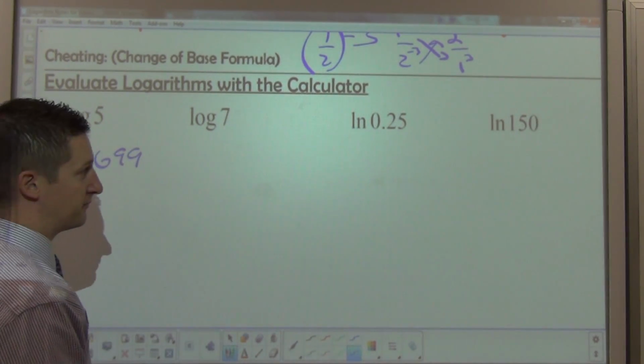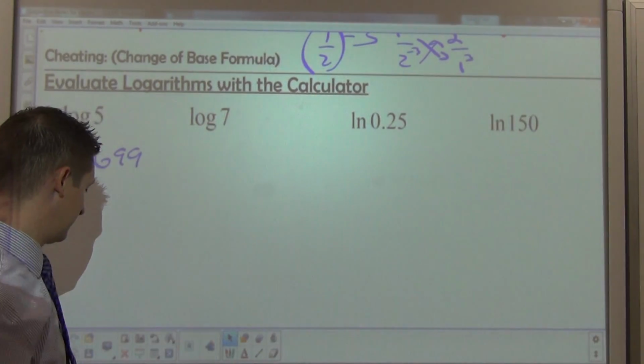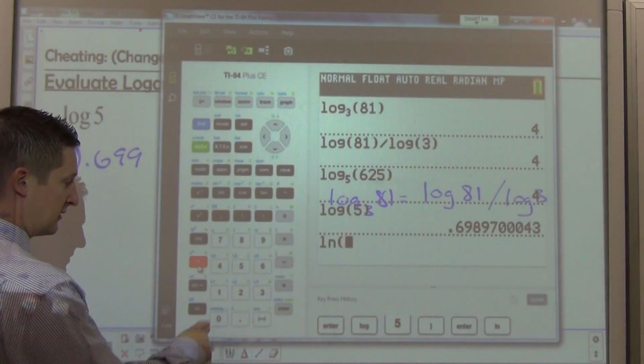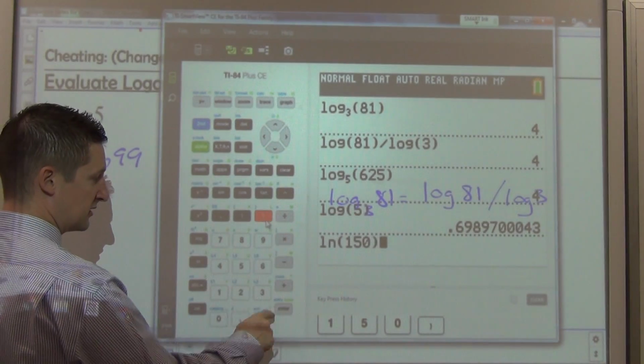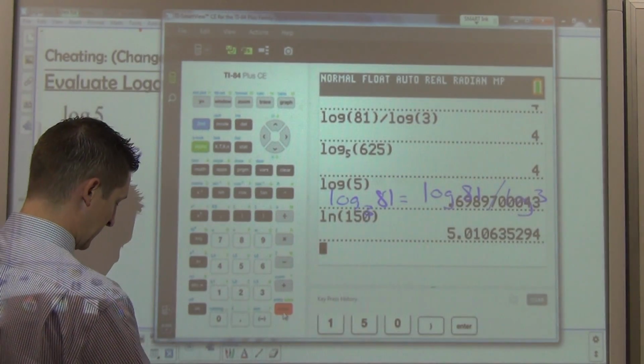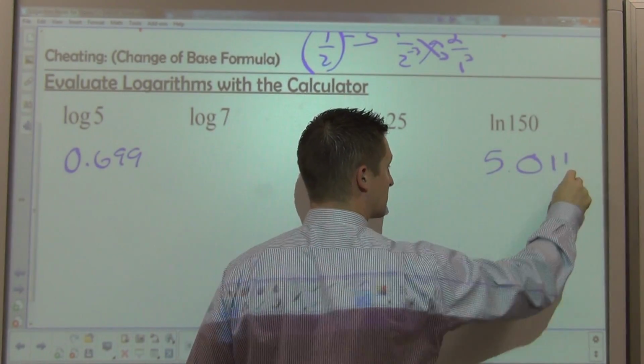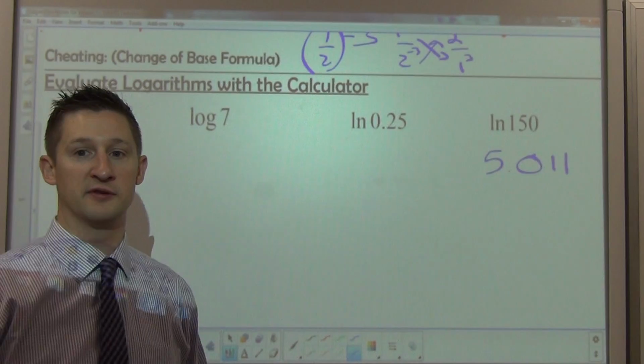There's my logarithm. If I did ln, a natural logarithm one, I type that in. Let's do the ln of 150. So ln 150, close it, hit enter. I get 5.011. Okay. So you get the idea with evaluating logarithms with or without the calculator.